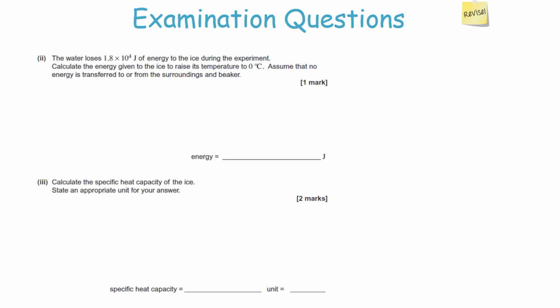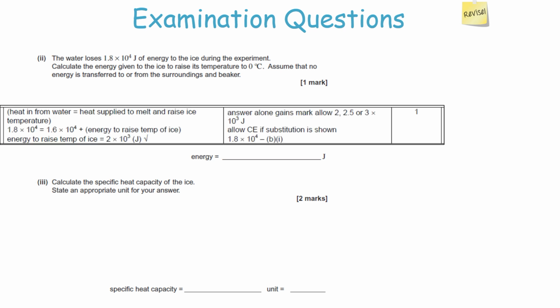Right, so how do you answer this question? It's important to note that the energy in from the water is equal to the energy supplied to melt it, which is the change in the potential energy store, plus the energy needed to raise the temperature, the kinetic energy store. So we can say that the total energy, which is 1.8 times 10 to the 4, is equal to the energy needed to change the state, which we just worked out to be 1.6 times 10 to the 4, plus this value of x, the energy needed to change the temperature, to change the kinetic energy store. So it's going to be 1.8 times 10 to the 4 minus 1.6 times 10 to the 4, which is 0.2 times 10 to the 4, or 2 times 10 to the 3 in standard form.